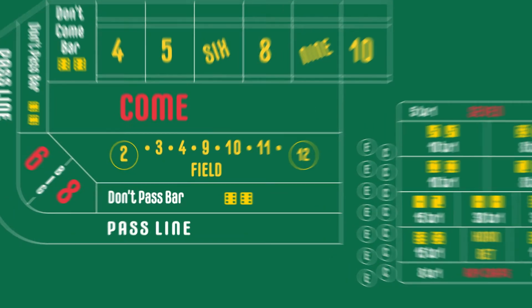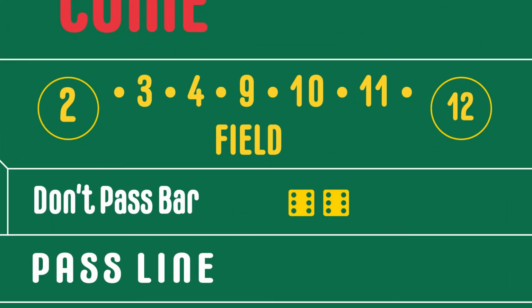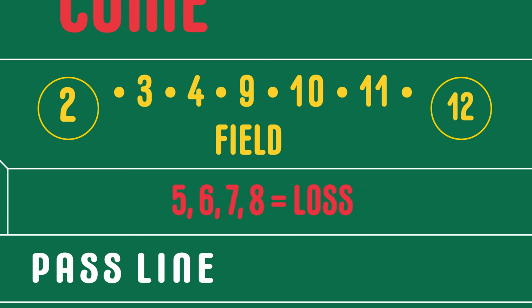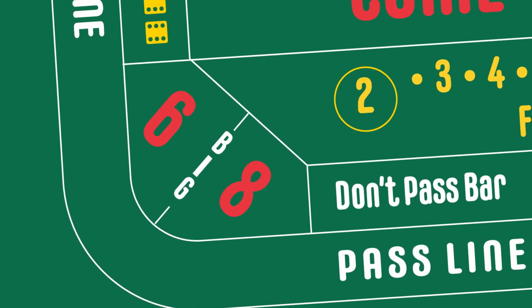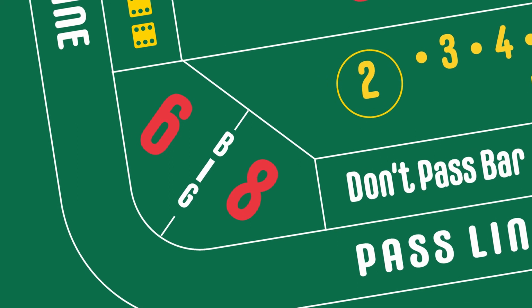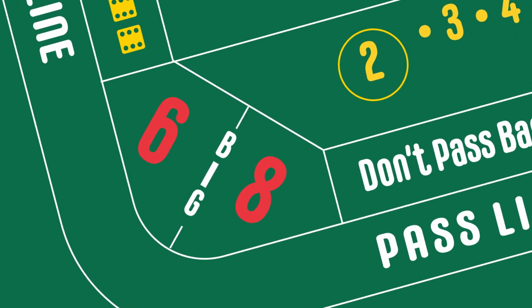A field bet is a little different from the other bets, as it's only active for one dice roll. If you roll a 2, 3, 4, 9, 10, 11, or 12, you win. But if you roll a 5, 6, 7, or 8, you're at a loss. As for a big 6 or a big 8 bet, these are quite straightforward. The 6 and 8 rolls are what you want to get before a 7 is rolled. And if you do so, you win. The thing that all these bets have in common is they all pay out 1-to-1.